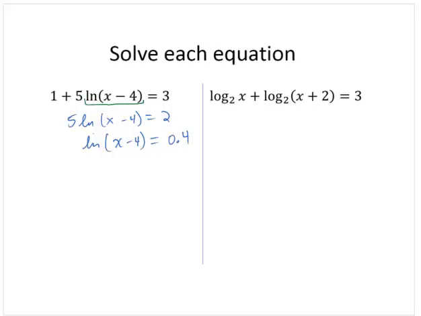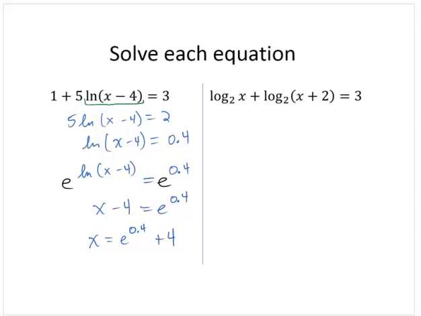Now, since I have the natural log, I will turn this into its exponential form by exponentiating both sides of the equation with the base e. So I have e to the natural log of x minus 4 is equal to e to the 0.4. Using the inverse properties of exponentiating with base e and the natural log, the e to the natural log of x minus 4 is x minus 4. So x minus 4 is equal to e to the 0.4, and isolating x would equal e to the 0.4 plus 4.